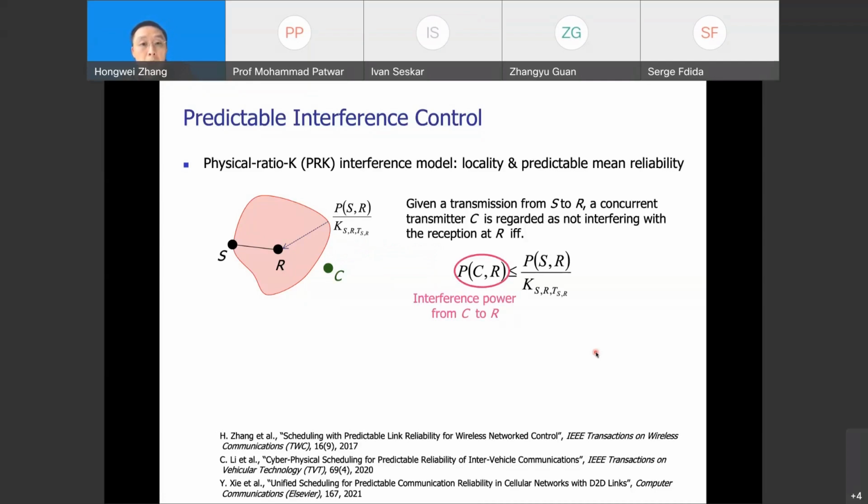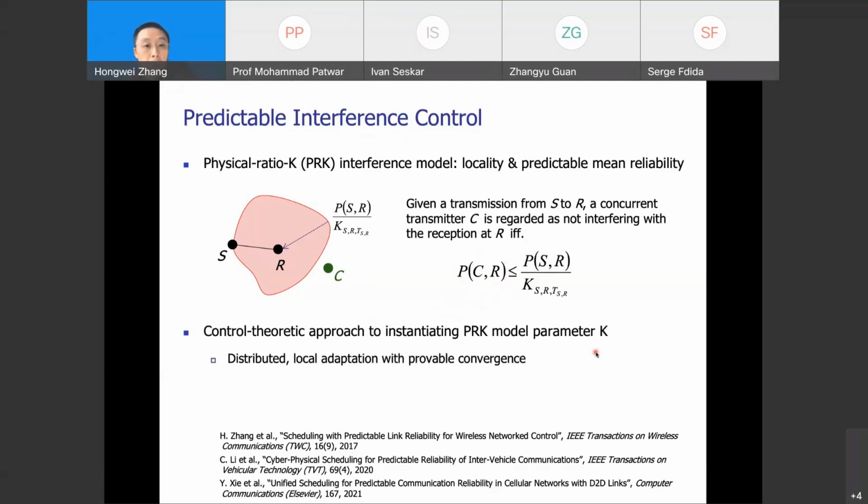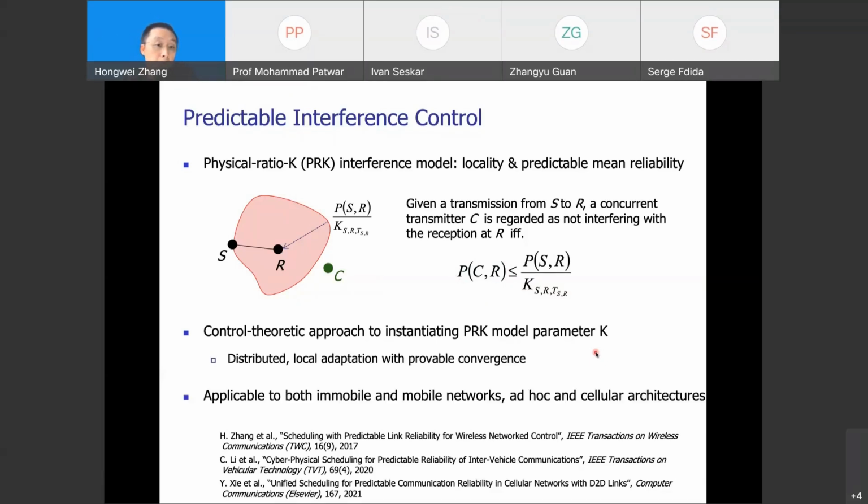One of the challenges, obviously, is how to find the parameter K, because K is a function of many uncertain networking conditions, and also of the required communication reliability, which could itself be time varying. It turns out there's also a simple approach: you can model this problem as a distributed control problem. In the end, you could have a solution that requires just purely local adaptation, but gives you sure convergence network-wide, so it can be implemented very easily. This framework can also be applied to all sorts of networking settings, whether static or mobile networks, or ad hoc or cellular architectures.